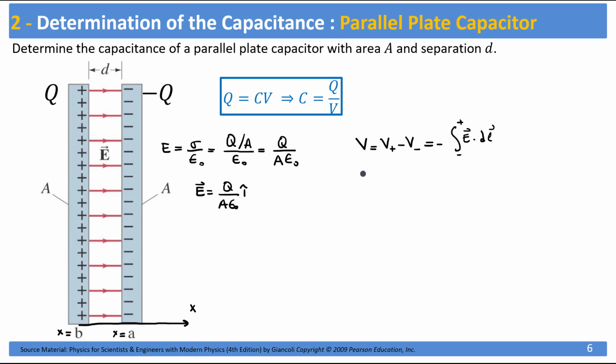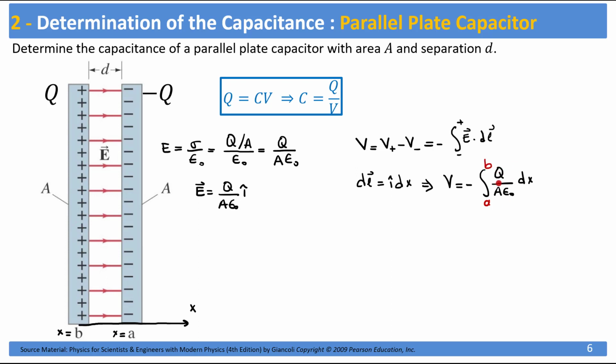And I know that the dl vector in Cartesian coordinates is written as i dx, j dy, and k dz, but I'm not going to write the y and z components of the dl vector, because when I take the scalar product of these two, those will give me nothing. So if we continue with this, E dot dl will be equal to Q over A epsilon 0 dx. Now this is an integral with respect to x. I can express my limits with the x coordinates, which is from a to b.